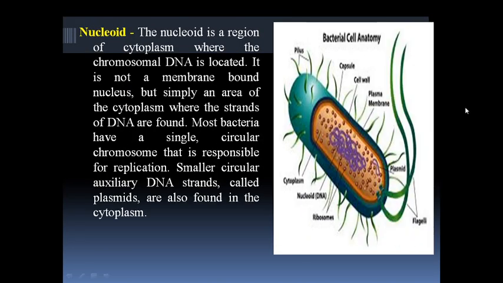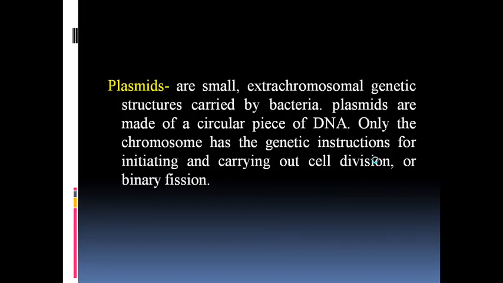In this picture, you can observe this is also DNA. It is spiral, and here you can observe the plasmid. Okay, this is the single-strand DNA, which carries the genetic instructions to carry out the cell division.